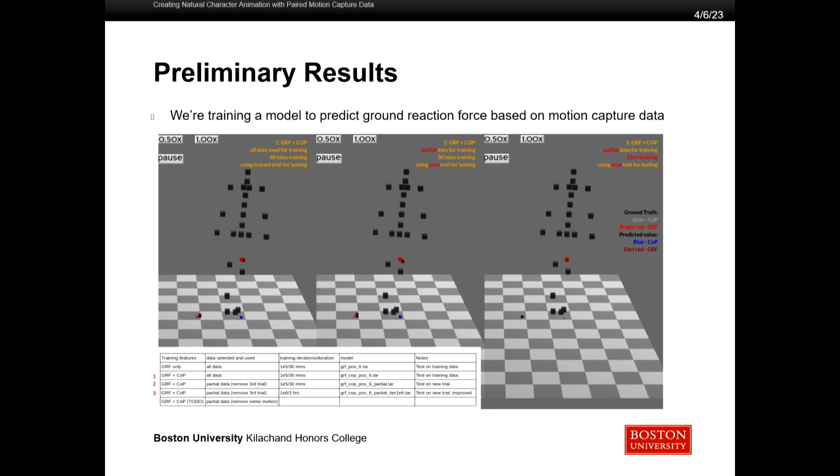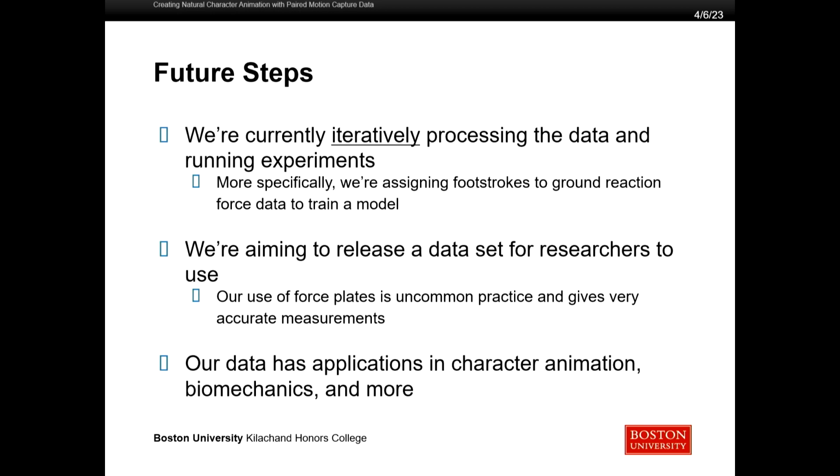So our aim is to be able to train on enough data to basically have our model be able to predict on any motion capture data that you feed into it, which has implications for 3D animation as well as for biokinetics. So talking about future steps, we're currently iteratively processing the data and running experiments.